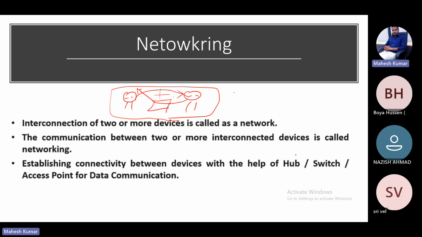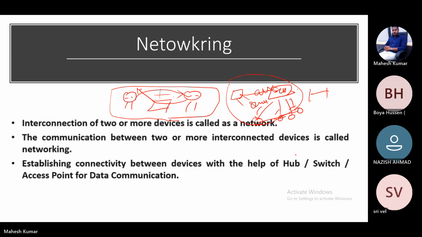In a simple manner, a network: this device is connected with a hub or switch. Let's suppose this is connected to the switch, and multiple devices are connected under the switch. So this is a network. Once this device and other devices start communicating, pinging or sending packets to each other, then it is called networking. Otherwise, this is a simple network. So that is the difference between network and networking.